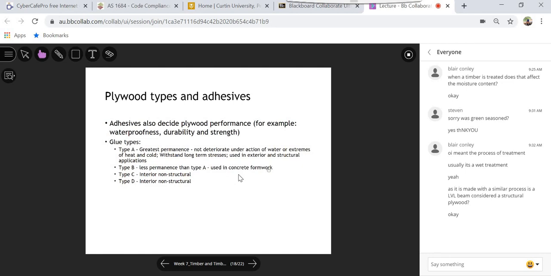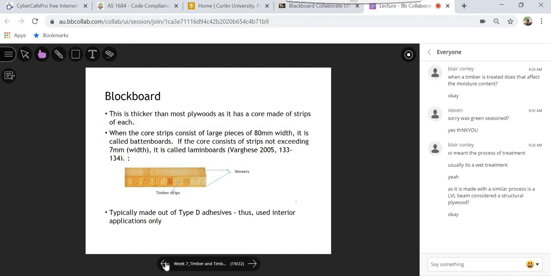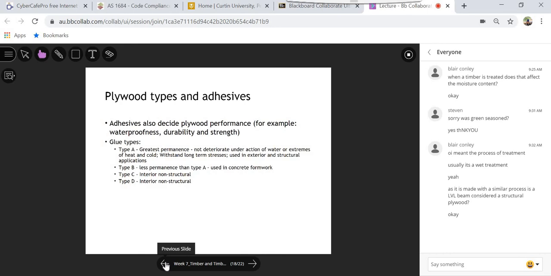Type B can be used also, but with less permanence than type A. So for concrete formwork we can use it, but if we want to use plywood for permanent decking, for example, then we will not use type B. Type C and D we don't use for structural and exterior ones because they are not very good in terms of waterproofness as well as durability and strength. So that's all about plywood. It's important to understand different grades, exterior, interior, and marine grade, as well as structural and non-structural applications, as well as the effect of glue types.